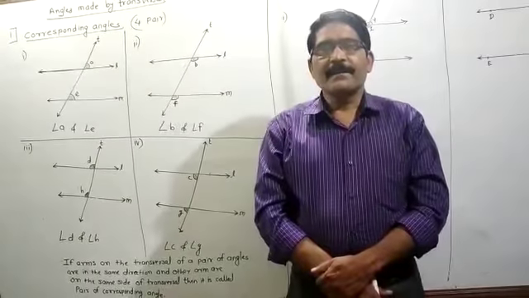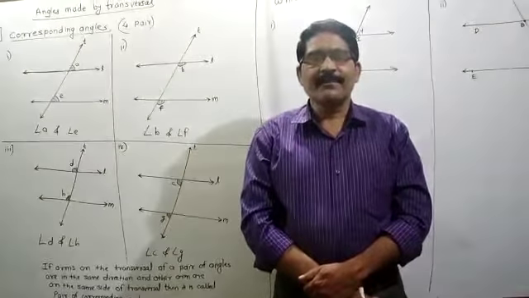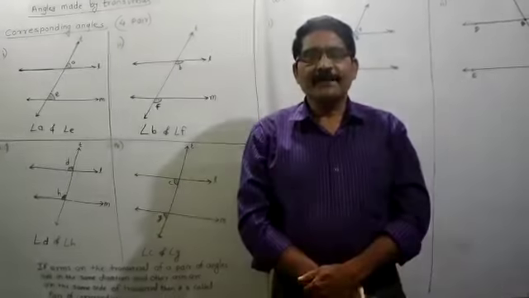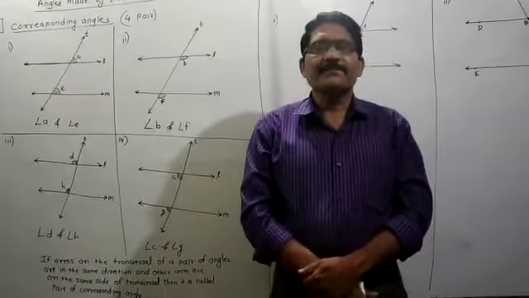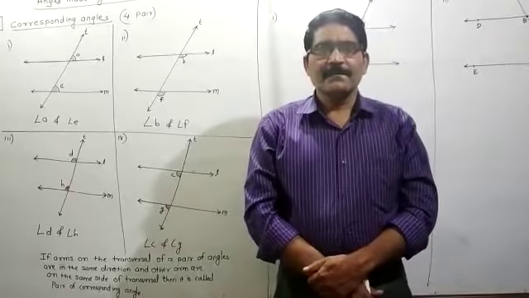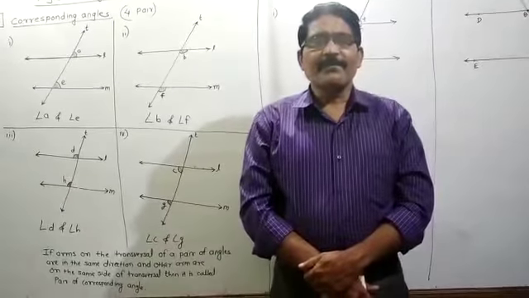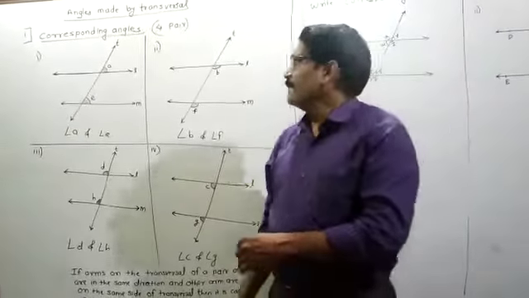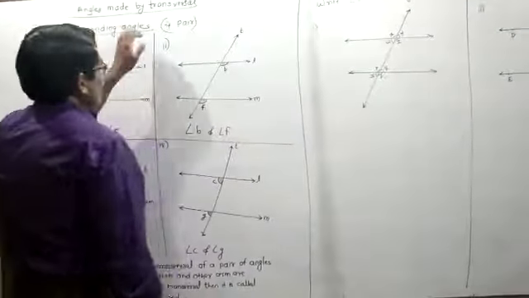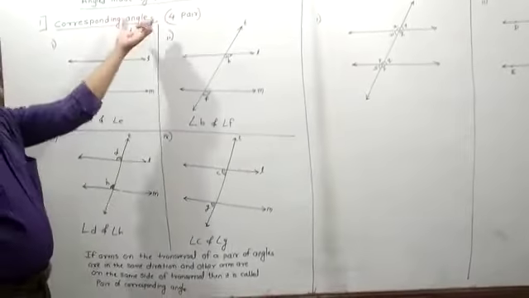Friends, we already saw the meaning of a transversal, and which types of angles will form due to the transversal, in the previous lecture. Now the first type of angle that is formed is the corresponding angle. What is the meaning of corresponding angle, and how many pairs of corresponding angles are there?